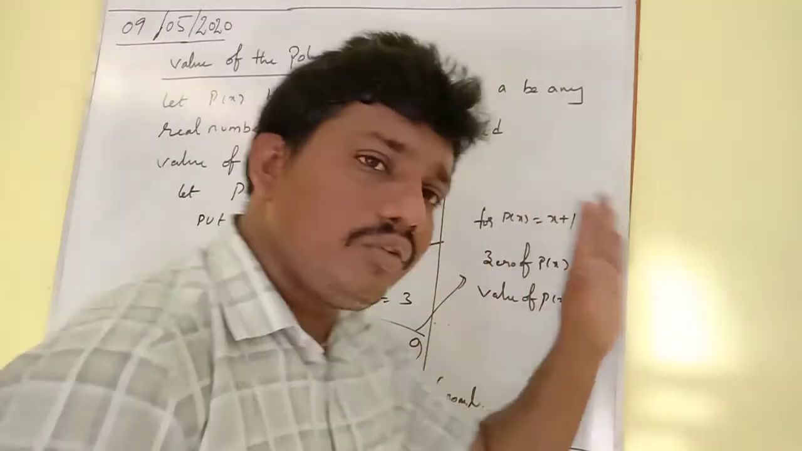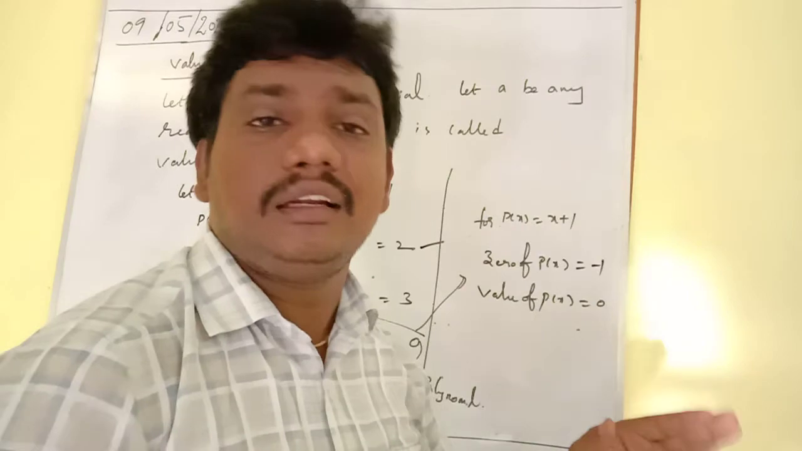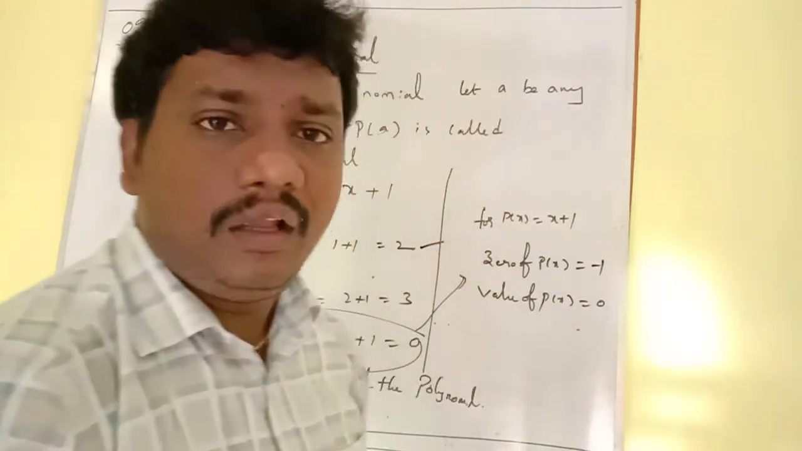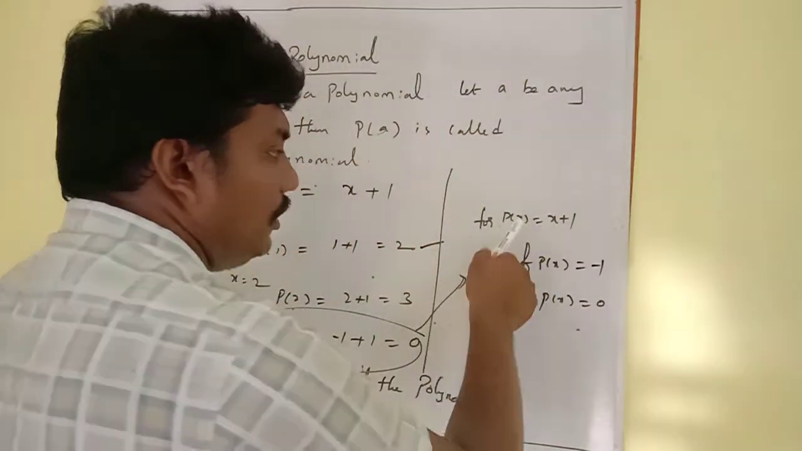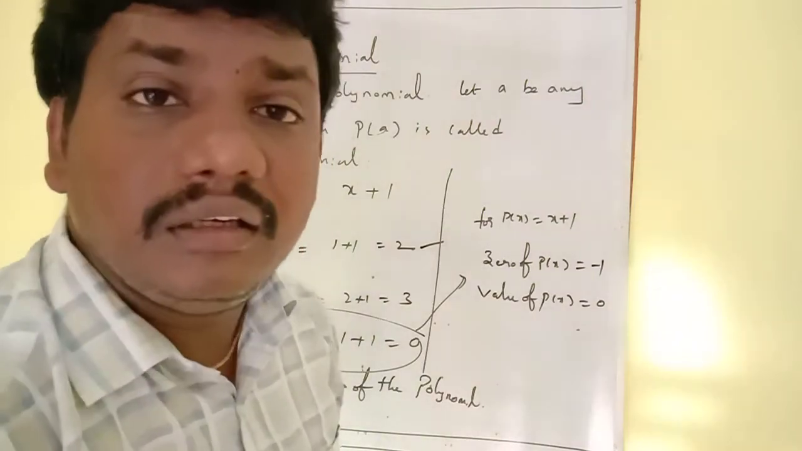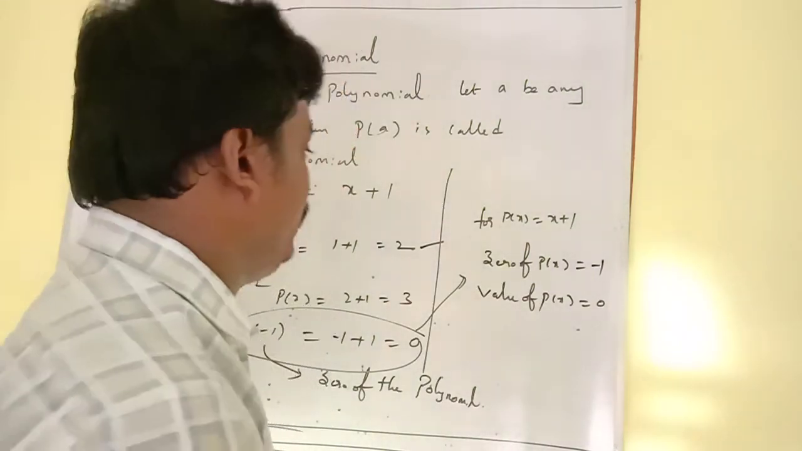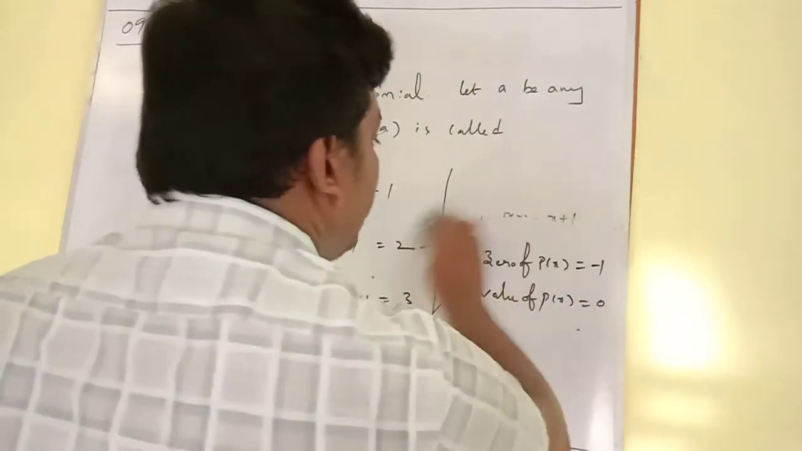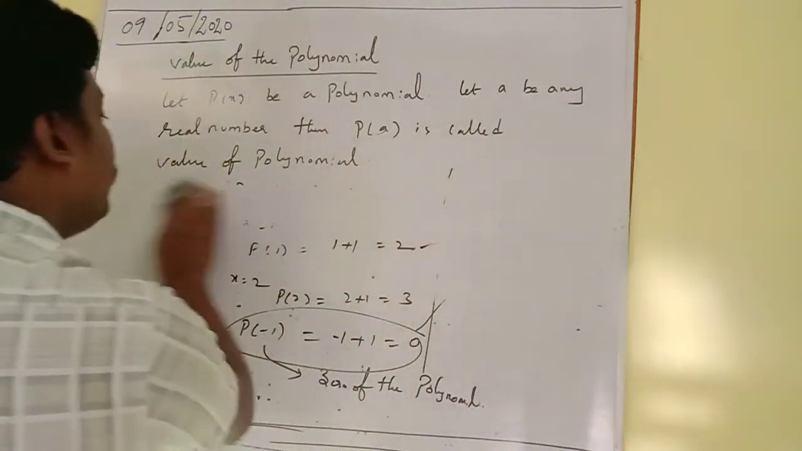So how many zeros are there for a given polynomial? That is a very important condition here. The number of zeros depends on the degree of the polynomial.